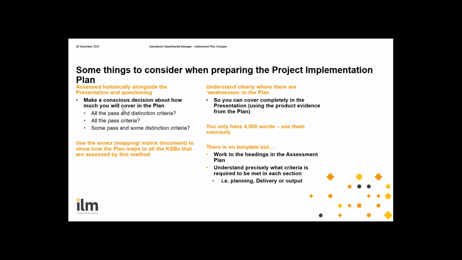You only have 4,000 words. That might seem like quite a big amount, but actually it's not. It's probably 10 pages, maybe a bit more with some graphs, but use them concisely and wisely. You only have a leeway of 10%, so 4,400 words is your top. There's no template, but use the headings and understand precisely what the criteria require. It's looking at planning, delivery, and output, so be clear about what you're doing in each part of the project plan.